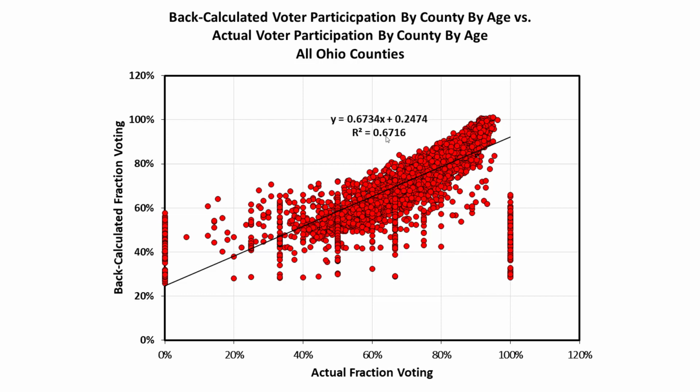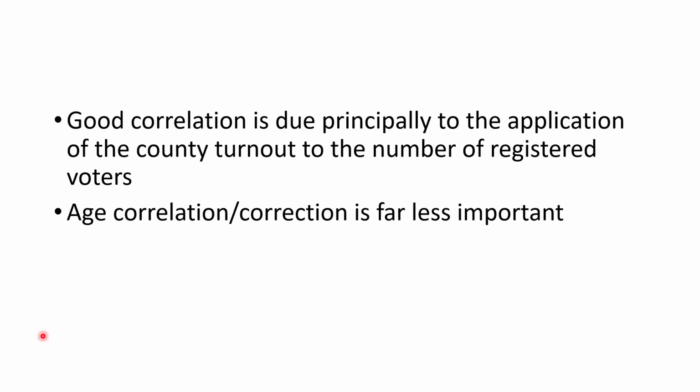The county level turnout by age doesn't really match as well the state level turnout by age as you might guess it would based on the graphs showing total voter turnout. My takeaway from this is that the good correlation that you obtain is due principally to applying the county level turnout to the number of registered voters. That's the main thing that's driving this correlation. The age correction is far less important in this situation.